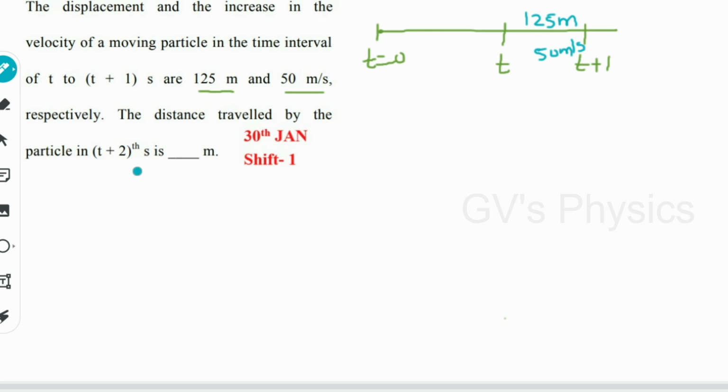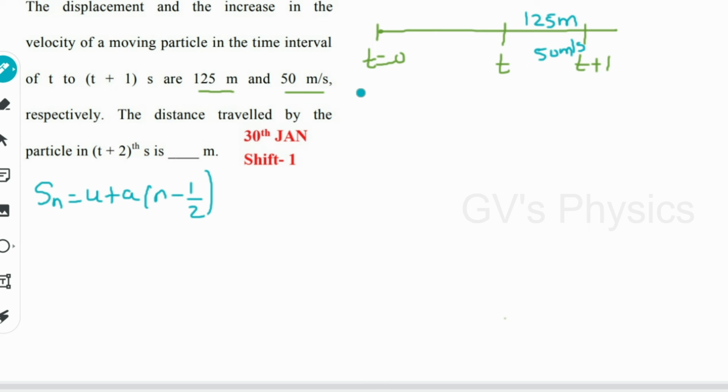So we have to find the distance in the nth second. So we can take the formula S_n is equal to u plus a into (n minus 1 by 2). To use this formula, we have to find the initial velocity u and acceleration a. So let us consider it undergoes a uniform acceleration. With respect to that, we can find the initial velocity and acceleration.